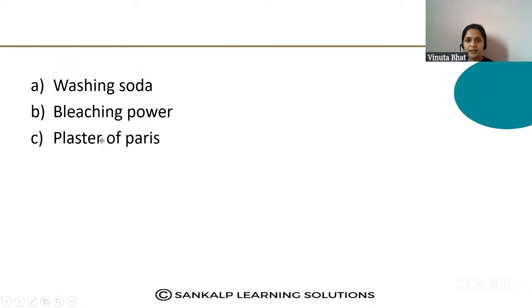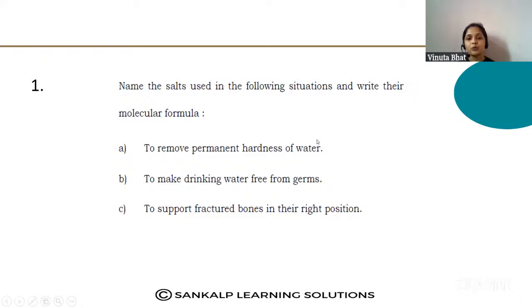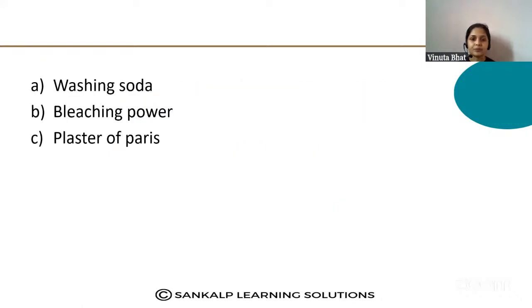Plaster of Paris is used to support fractured bones in the medicinal field. It is also called calcium sulfate hemihydrate. Bleaching powder is used to remove germs, to make things free from germs. And washing soda, what is the use of washing soda? It is used to remove the permanent hardness of the water.